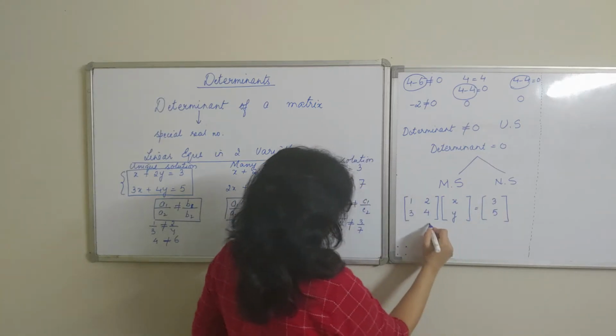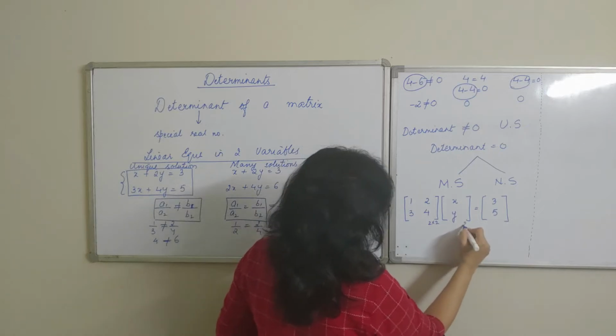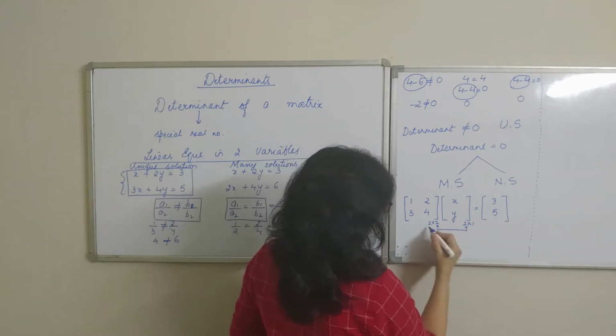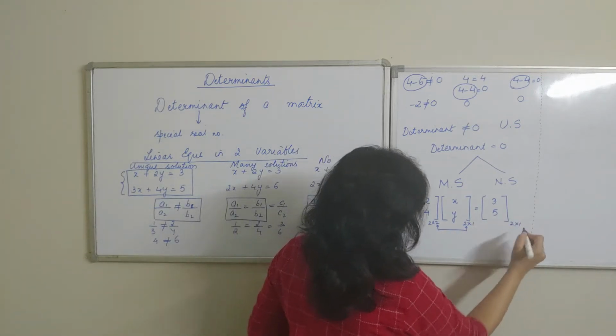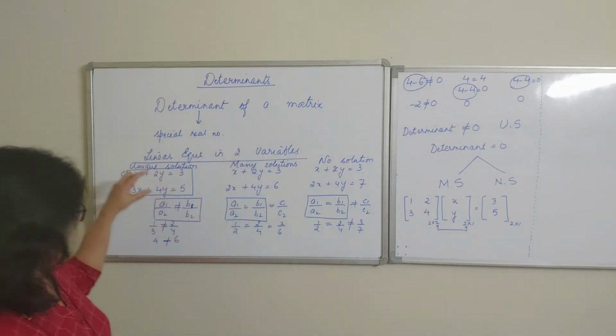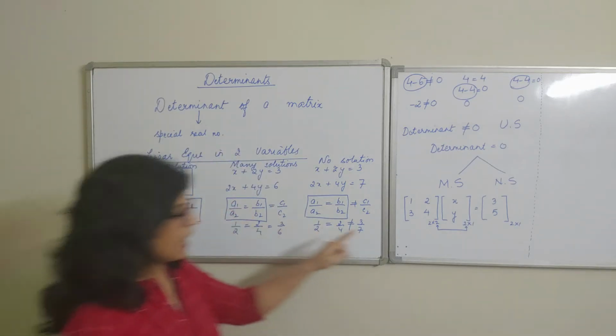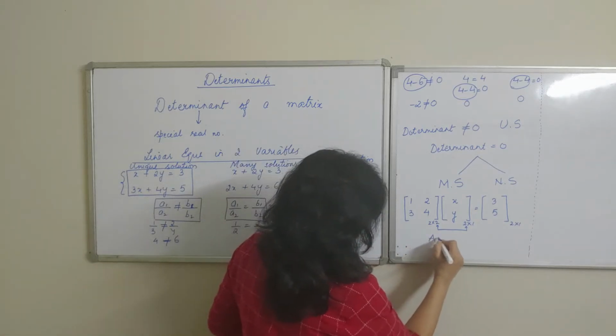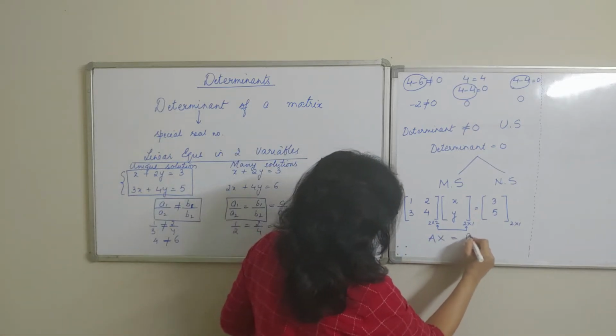You can check, it is a 2 by 2 matrix. This is a 2 by 1 matrix. Columns and rows are equal, so multiplication is possible. The resultant matrix is of order 2 by 1. So now the same set of linear equations has been converted to a matrix equation, and the matrix equation can also be written like this.